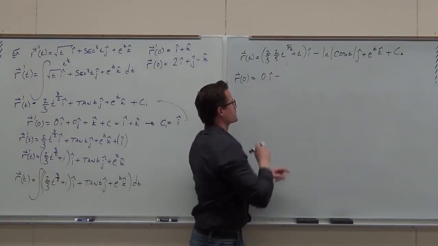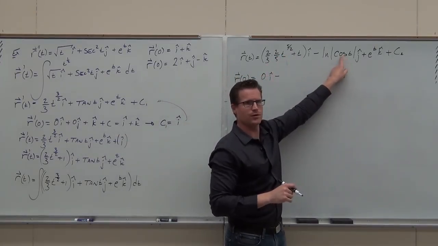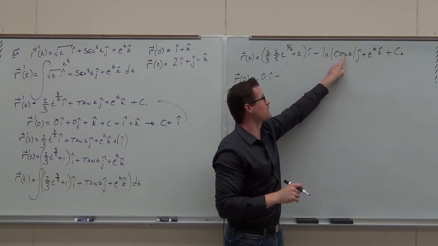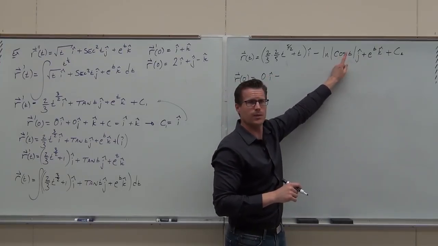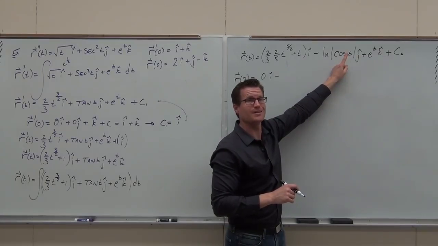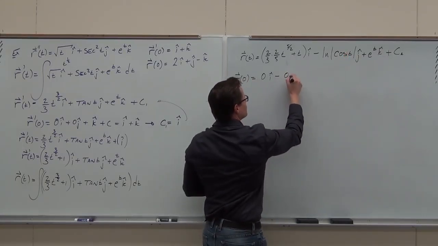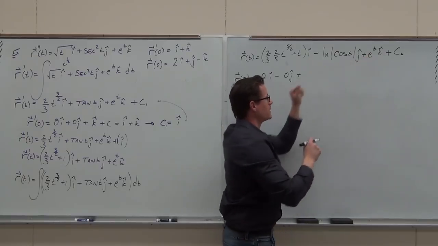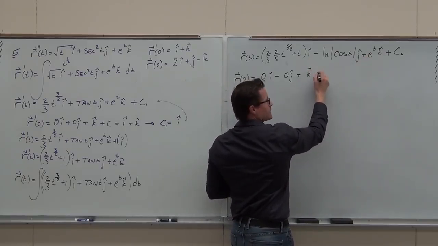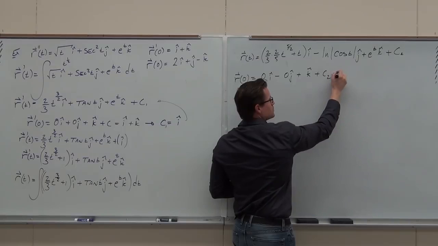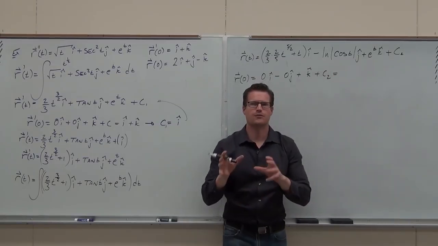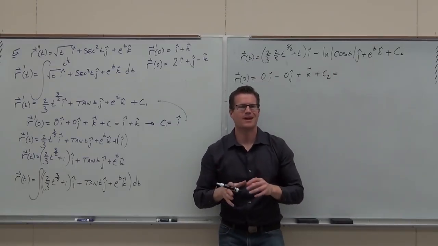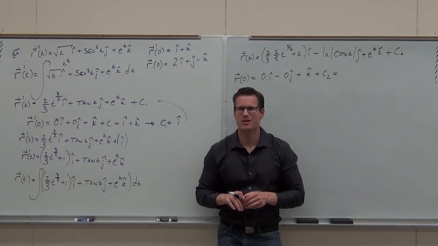What's ln of cosine of 0? 1. What's ln of 1? 0. Plug in 0 here, we get 1k plus c2. Are you following what I'm talking about? If I can get you to say what this is equal to and you get it right, I'm going to be really happy. What's this have to be equal to?